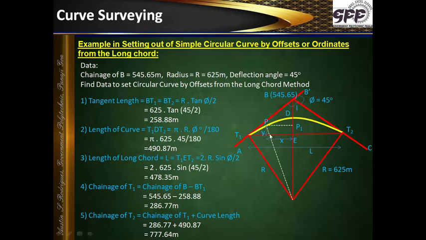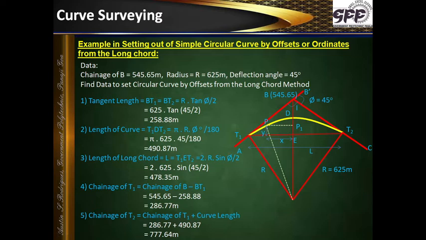Now what is the length of the long chord? That is T1ET2. The length of the long chord is given by the formula 2R sin phi by 2. So 2 into R, which is 625, into sin of 45 divided by 2. So that comes equal to 478.35. So that means the length from T1 to T2, this L, is 478.35 meters. So that we have calculated.